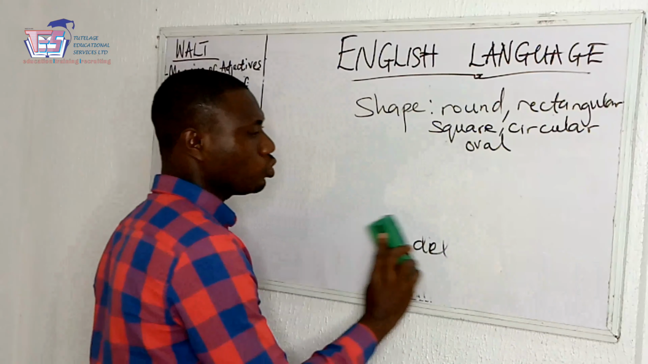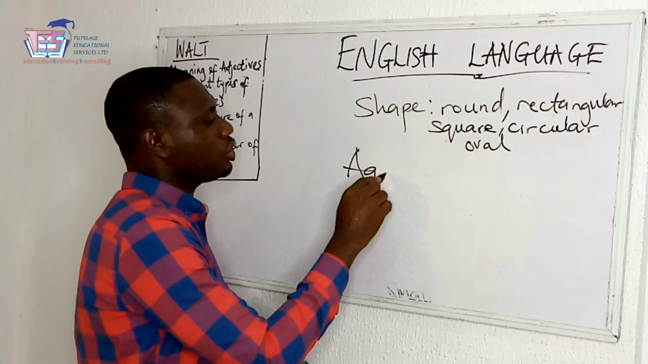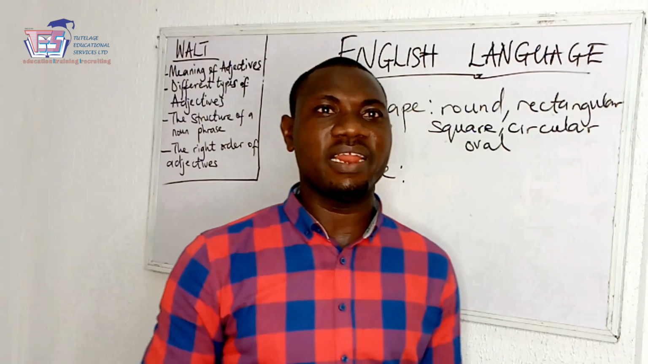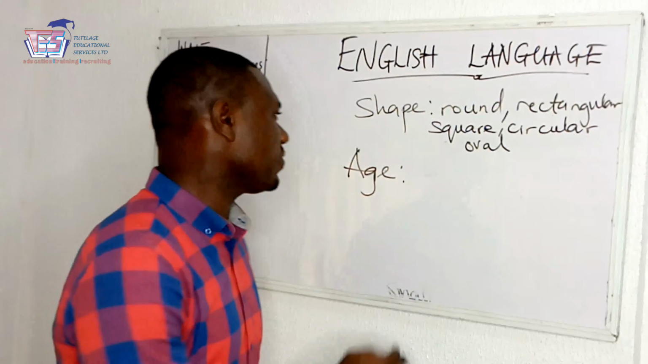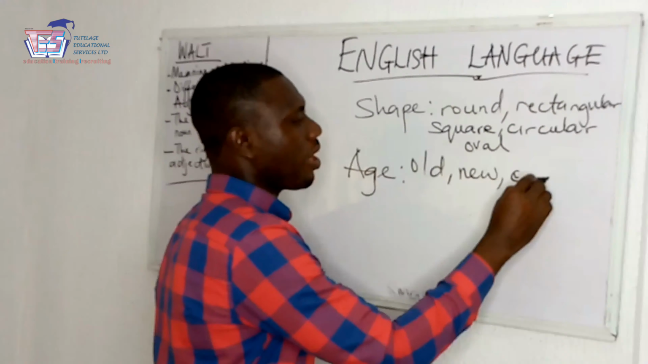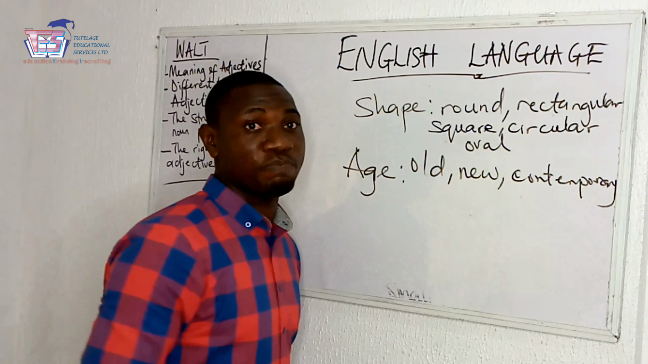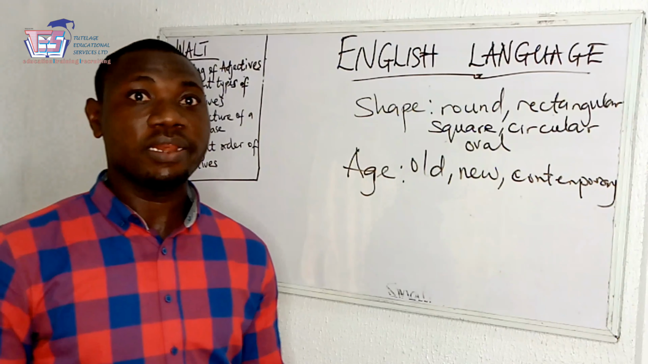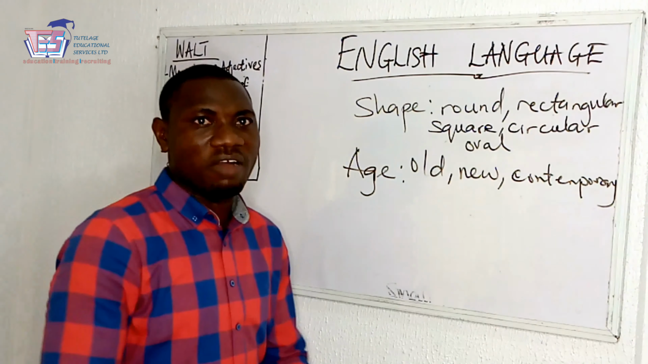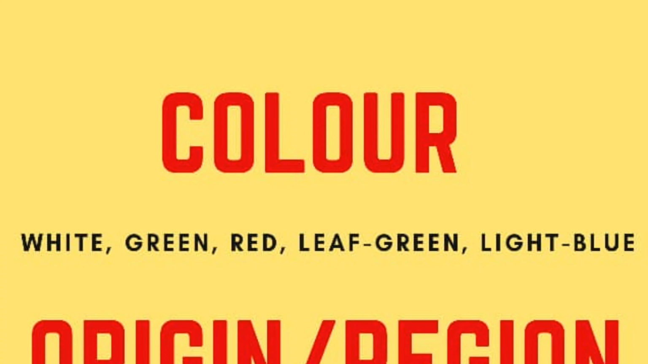Now we go on to adjectives of age. What do we mean by age? We're talking about how long the noun has been in existence. So we have words like old, new, contemporary. Contemporary, of course, means that it is in vogue now. We have archaic, we have obsolete, and so on.